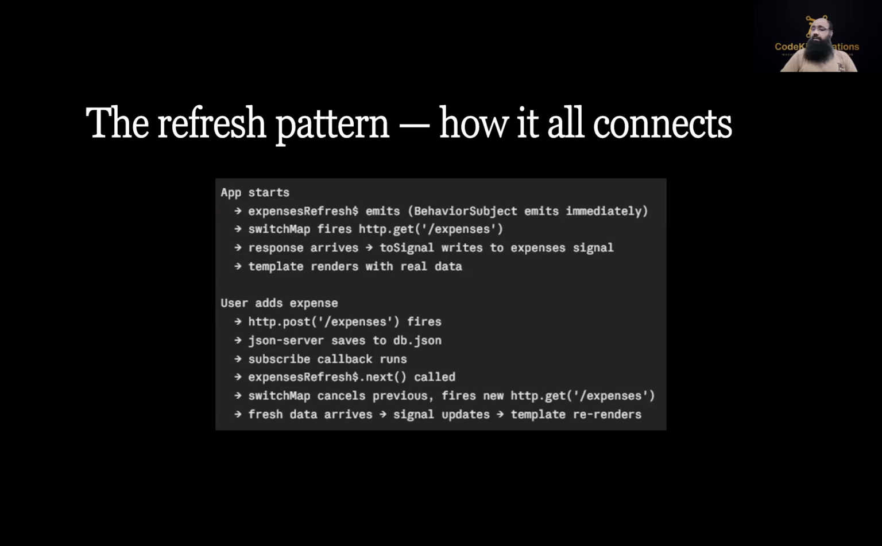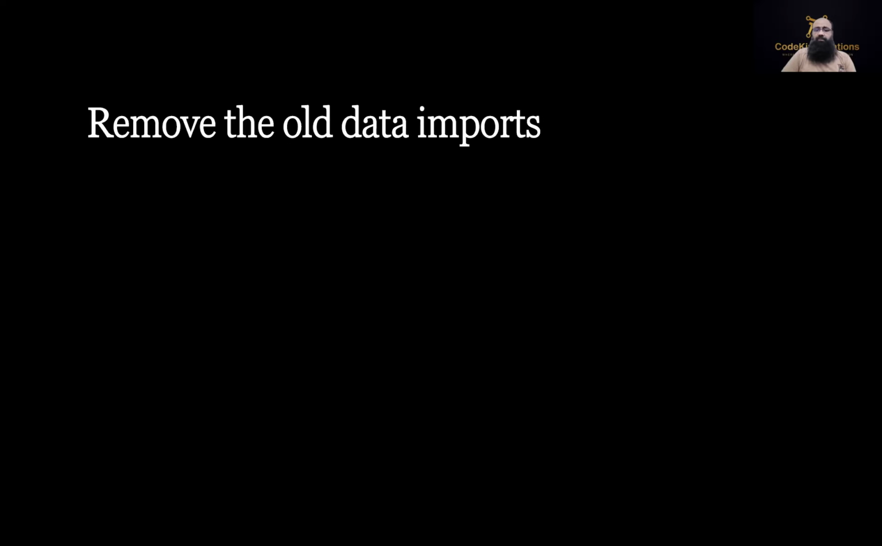This was the app start case, but when the user tries to add an expense, what actually happens? A post call is initiated, and the JSON server saves it inside db.json. Then the subscribe callback runs, and the same observable which we saw on the first line has next called on it. switchMap again cancels the previous request and fires a new HTTP expense call. Again new data arrives, the signal is updated the same way, and the template is re-rendered. So this is the refresh pattern.